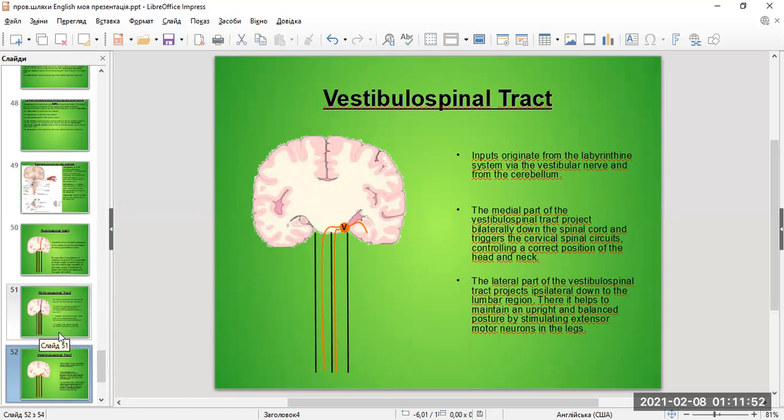The lateral part of the vestibulospinal tract projects ipsilaterally down to the lumbar region. There it helps to maintain an upright and balanced posture by stimulating extensor motor neurons in the legs.